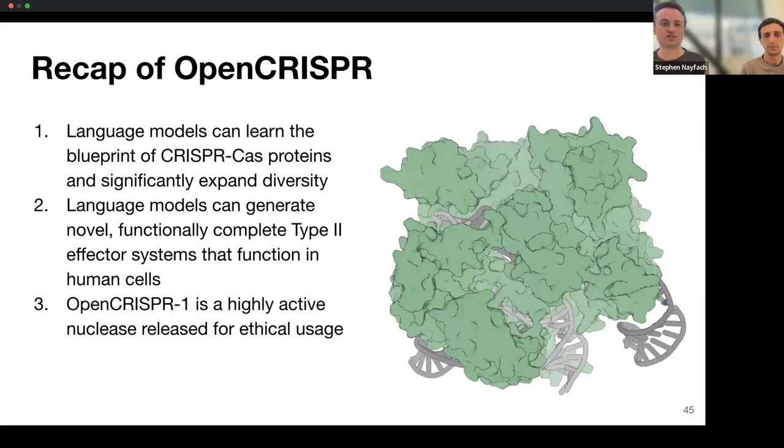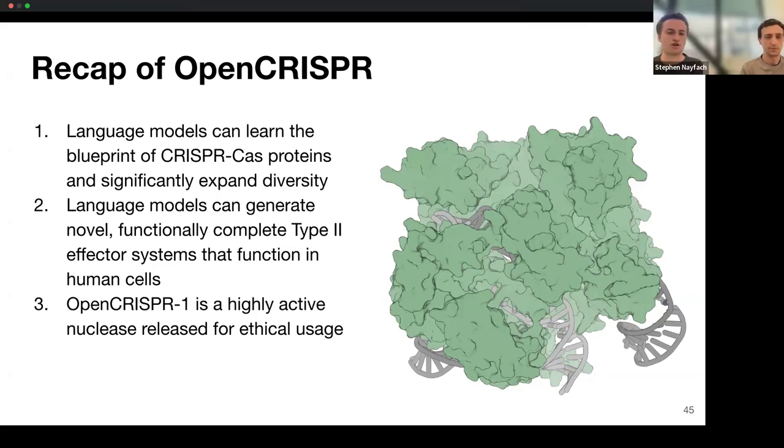To wrap up, just to summarize what we've talked about, we started by showing that language models can learn the blueprint of CRISPR-Cas proteins, and we can use this blueprint to generate lots of novel CRISPR-Cas proteins across families and significantly expand over the diversity produced by nature. When we look specifically at type 2 effector systems, we found that language models can really shine here. We can generate many diverse Cas9 proteins that create entirely new lineages not explored by evolution. And they can also be used in conjunction with guide RNA design models to complete the editing system, including proteins that we tested in human cells.